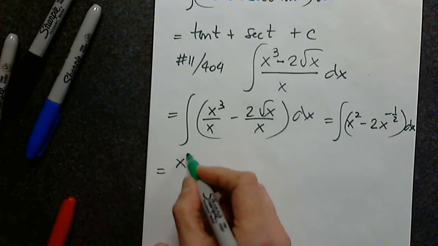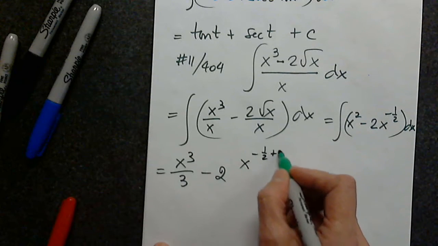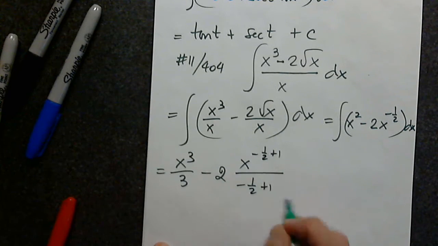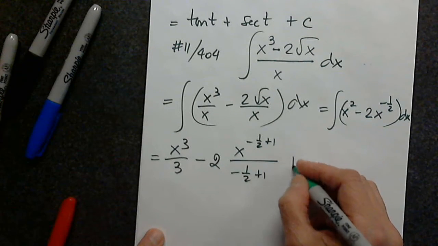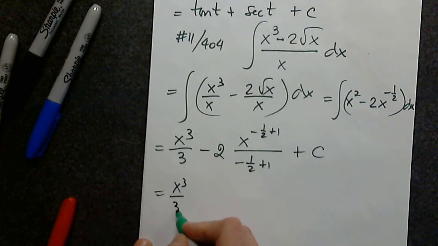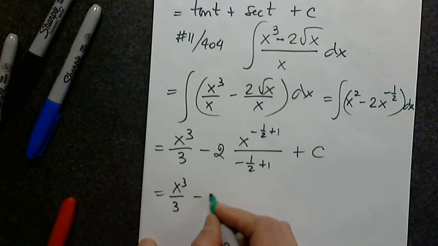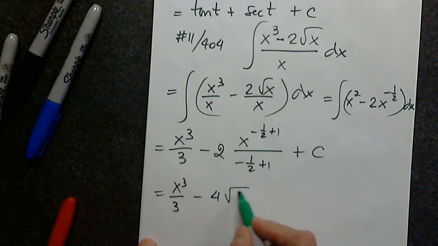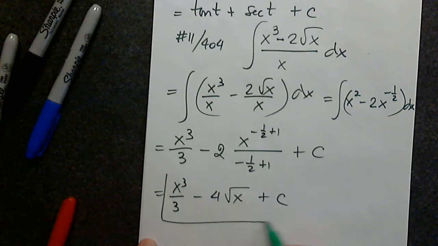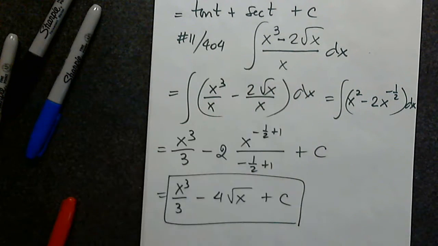And this is straightforward. X cubed divided by 3 minus 2 x to negative 1/2 plus 1 over negative 1/2 plus 1, and I'll come back and correct that, and plus a constant c. So x cubed over 3 stays. Now this is 1/2, and I have to flip it. So it's minus 4, the square root of x plus a constant c. And this is the most general antiderivative of the function x cubed minus 2 the square root of x over x.